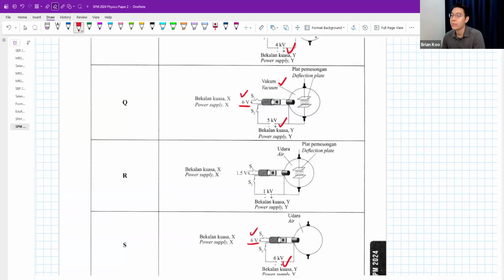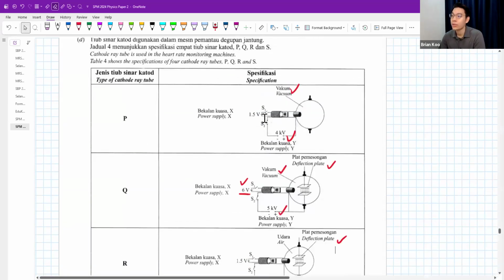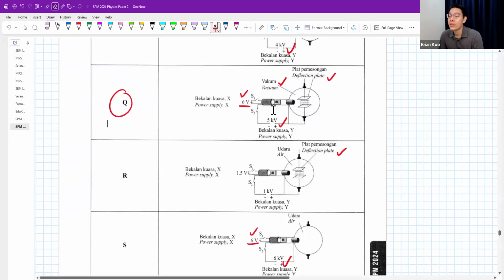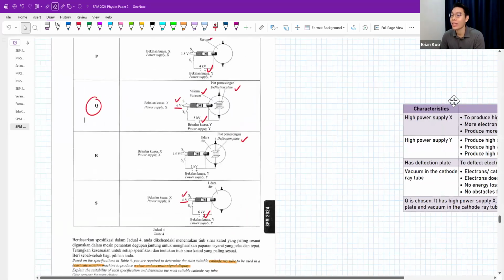Lastly, I want a deflection plate. So it looks like we end up choosing Q as the answer. Notice they like to play with the numbers. It doesn't have to have the highest power supply Y. This kind of essay question, you have to balance. You've got 4 characteristics, you must balance all 4 and make sure that it is the most suitable one among the 4. So you don't say I want 6 volt, I want 5 kilovolt. You just say high can already.